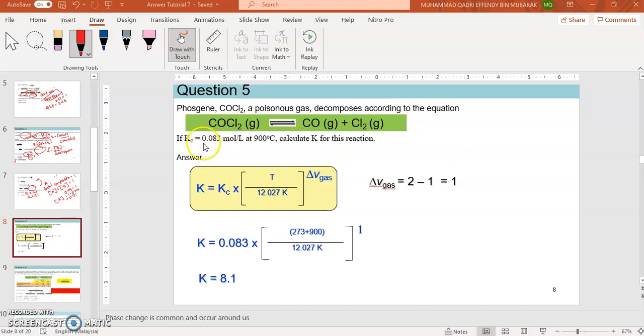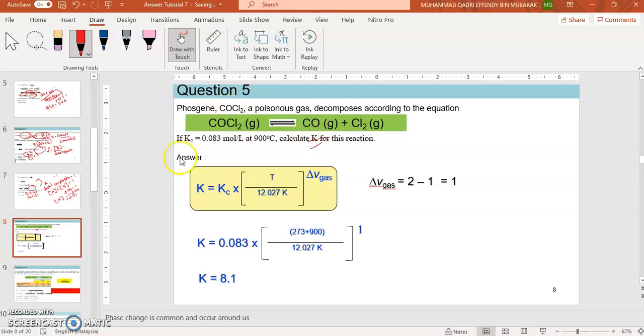Okay, question four. Given the molecule COCl2, a poisonous gas, it decomposes according to the equation: COCl2 gas decomposes to CO gas plus Cl2 gas. Given that Kc is 0.083 mole per liter at 900 degrees centigrade, calculate the Kp for this reaction.